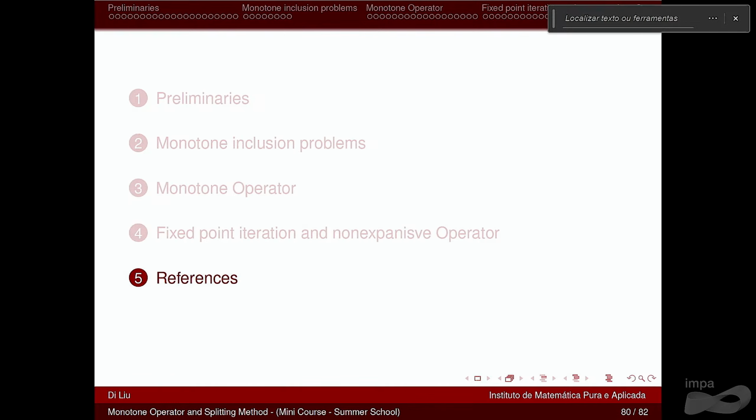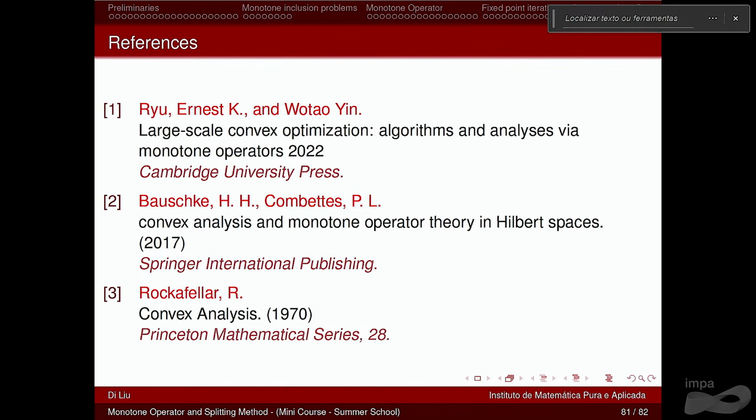We discussed monotone inclusion problem, monotone operators, fixed point iterations, and non-expansive operators, okay? Next, we will give some references, okay? The first reference is a relatively new book about optimization. I used a lot of things from this book, because it has a similar perspective to the analysis of the algorithms. I mean, with the abstraction of the monotone operators and the proximal point method.